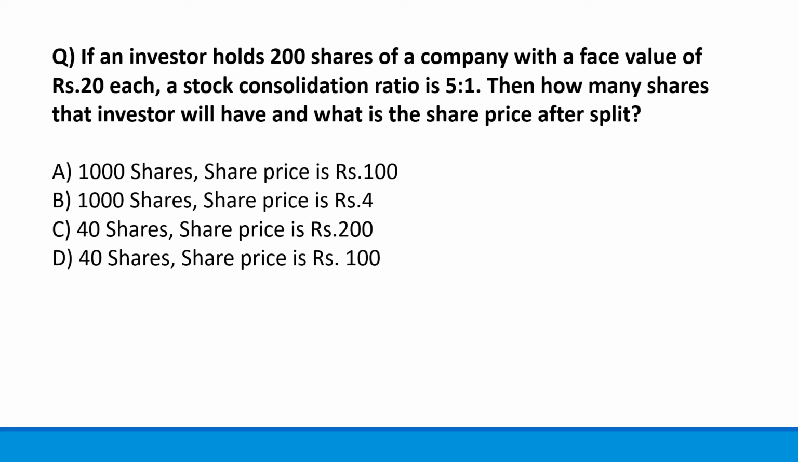Option A, 1000 shares, share price is 100. Option B, 1000 shares, share price is 4 rupees. Option C, 40 shares, share price is 200. And option D, 40 shares, share price is 100 rupees. The correct answer is option D, 40 shares and share price is 100 rupees.